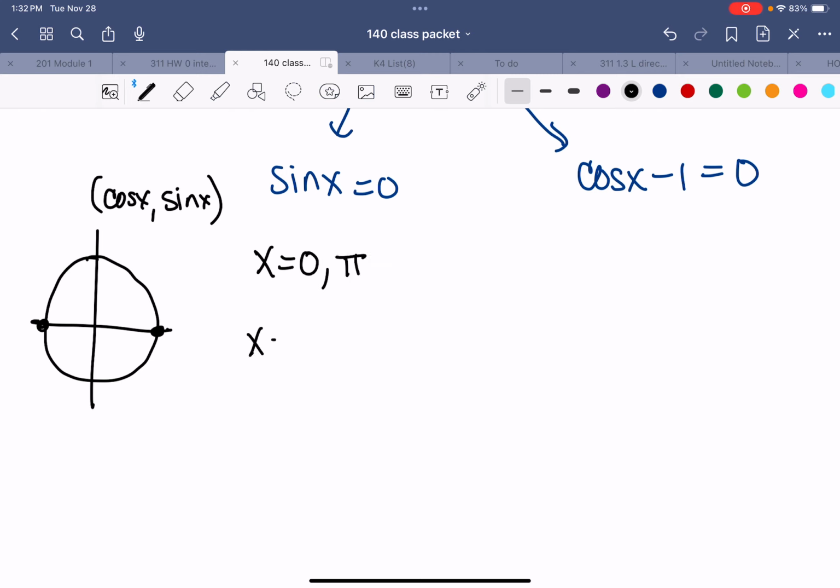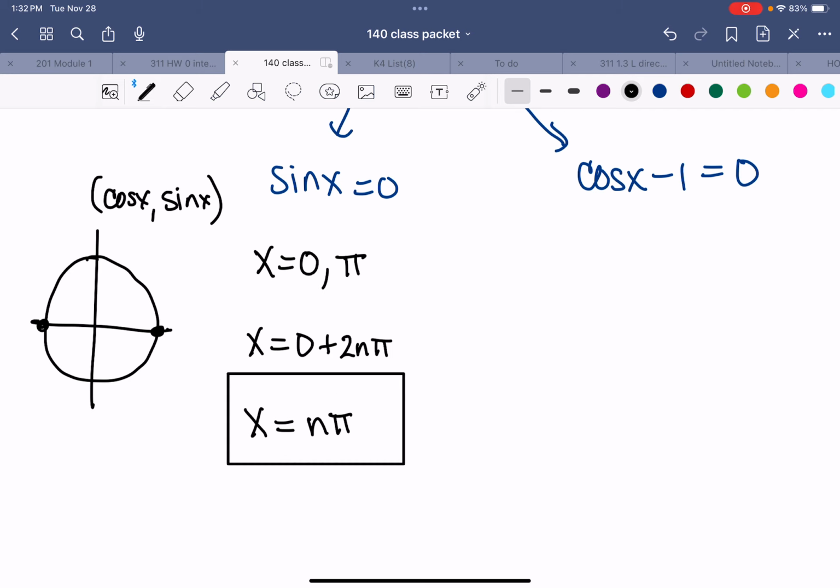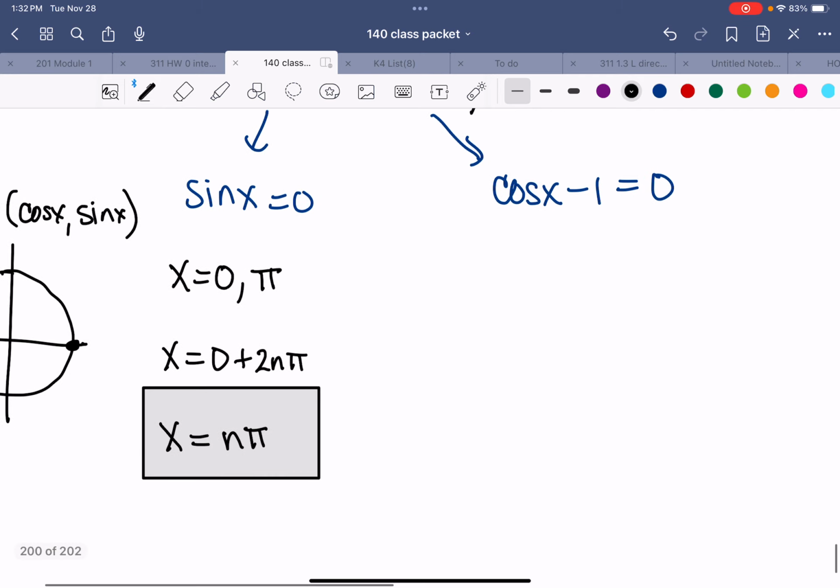And then in general, that's going to be x equals 0 plus 2n pi. And notice that if I let n be 1/2 there, I actually get pi as well. So this is really just n pi, right? So I get 0, pi, 2 pi, 3 pi, 4 pi, 5 pi, negative 2 pi. Then I'm going to go over here and solve this one.